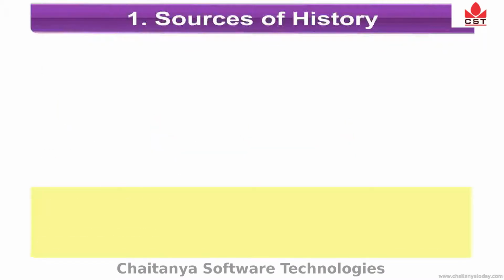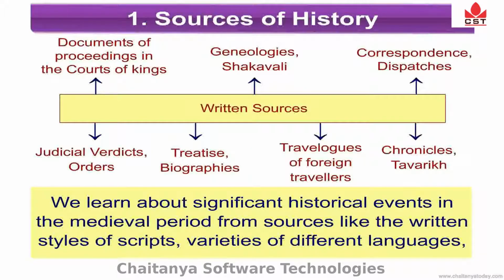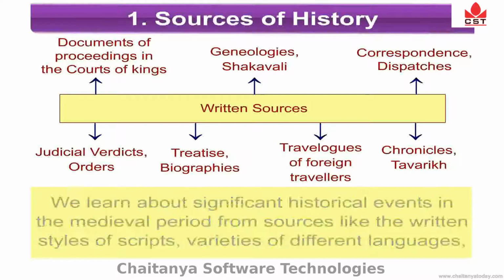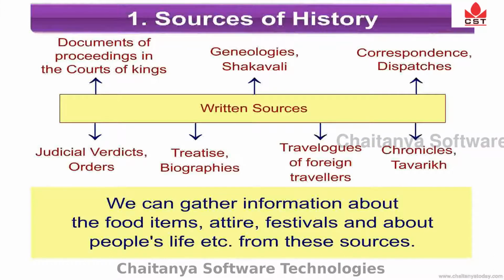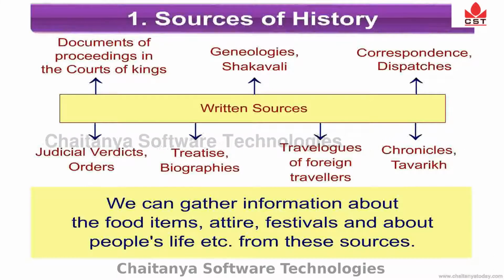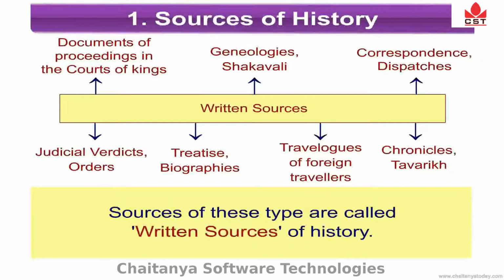Written sources. We learn about significant historical events in the medieval period from sources like the writing styles of scripts, varieties of different languages, bhurja patras, religious manuscripts, treatises, edicts, decrees, biographies, paintings, etc. We can gather information about the food items, attire, festivals, and about people's life, etc. from these sources. Sources of this type are called written sources of history.